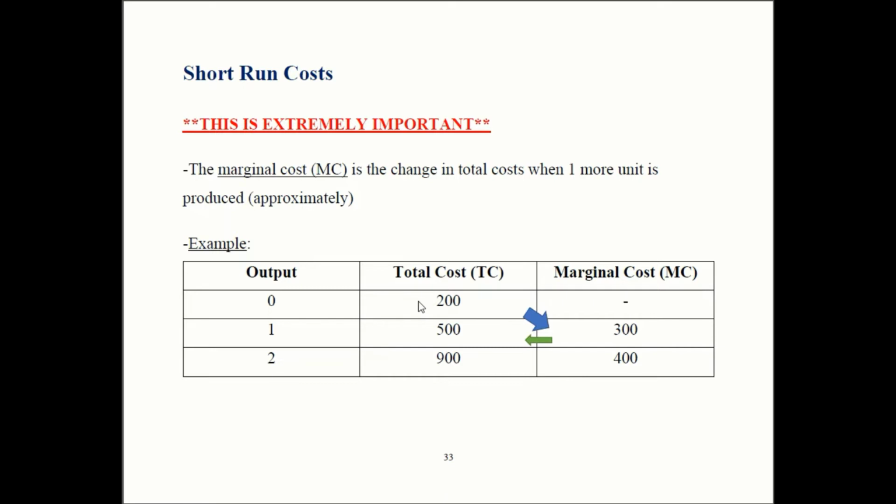Now if you produce 1 unit, let's say your total costs go up to 500. If total costs were previously 200 and now they're 500, that means they went up by 300. Therefore, your marginal cost is 300. 200 plus 300 equals 500. If you produce a second unit, now your total costs are 900. That's 400 higher than they were before. 500 plus 400 is 900. That means your marginal cost for that second unit is 400.